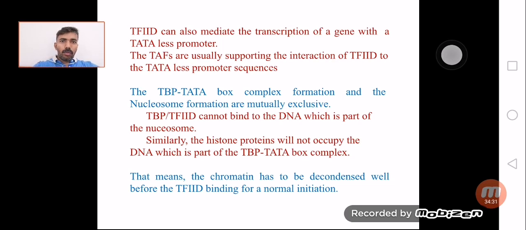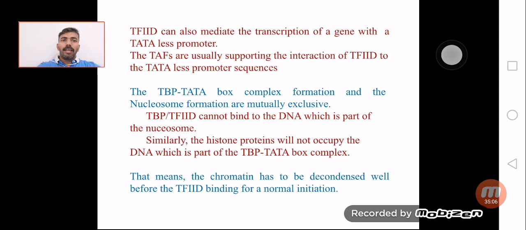That means we know that in a eukaryotic system, the chromosome is in an organized manner. There will be chromatid formation. There are different levels of organization for the eukaryotic chromosome, and all those organization levels start with what? A nucleosome. A nucleosome is the basal unit of the chromatin organization. So what the statement says is, TBP-TATA box complex formation and the nucleosome formation are mutually exclusive.